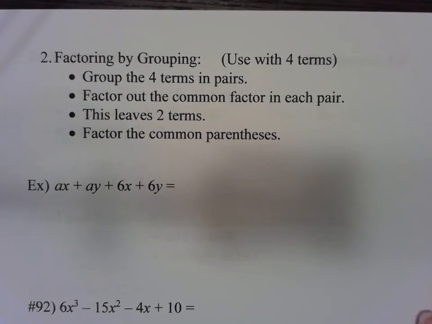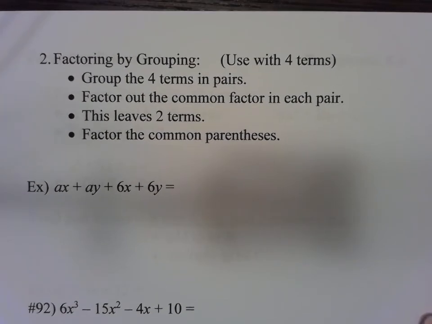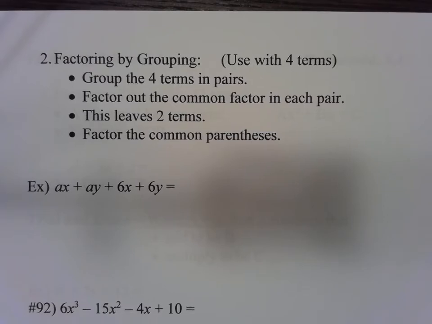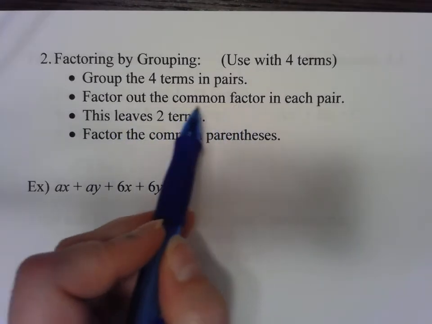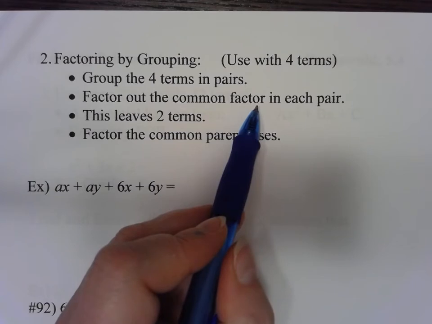Okay, the next type of factoring is factoring by grouping. We're going to use factoring by grouping when we have 4 terms. So if we look at what we're trying to factor, if it has 4 parts, that's kind of a clue to us that, okay, I know what strategy to use. I want to use factoring by grouping. And this is how it works. We're going to group the 4 terms into pairs. So I'm going to pair them up, and then I'm going to factor out the greatest common factor in each pair. I really could have written GCF here because it's that idea.